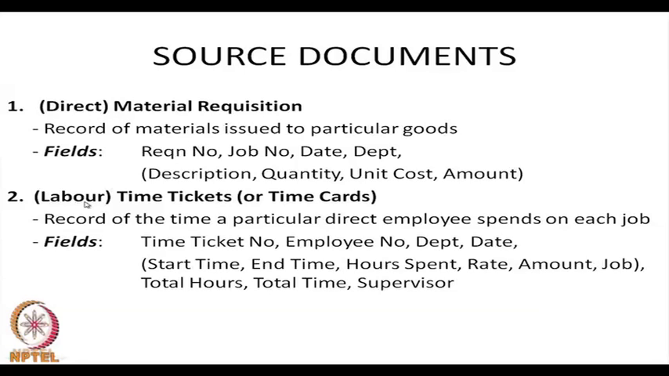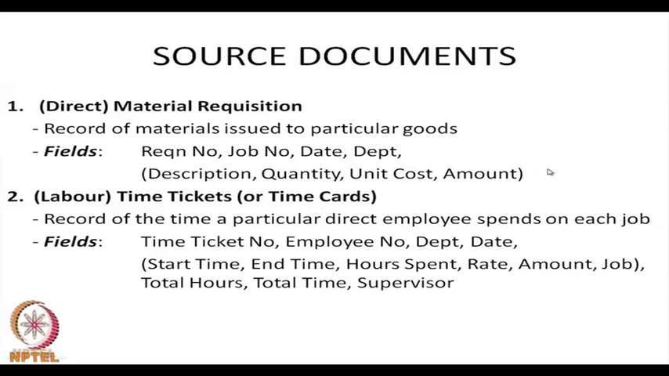Then we have the direct labor time ticket or time cards, from where we can estimate the amount of time a particular employee has spent on a particular job. A record of the time a particular direct employee spends on each job is basically the time ticket or time card. The different fields are time ticket number, employee number, department, date, start time, that is the time at which the employee starts working, end time, and the difference is hours spent, the rate at which the worker is paid, total amount, and the job done.